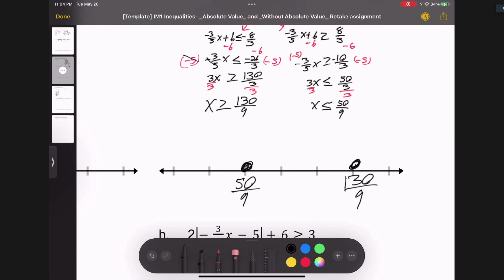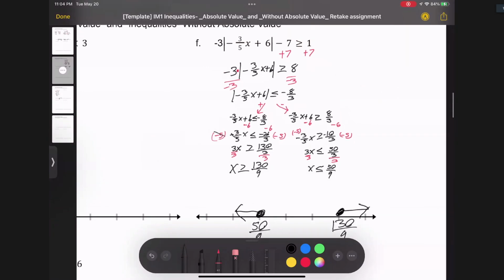Now let's see. X is greater than 130 over 9. That's going to be increasing. That's going to go in this direction. And then less than, that's going to be going in this direction. So that's what we have for this scenario.